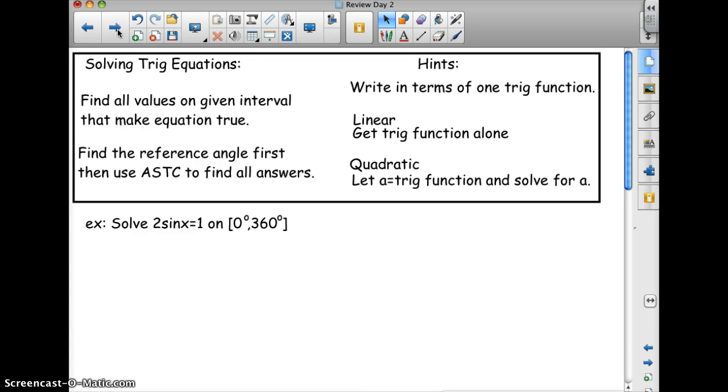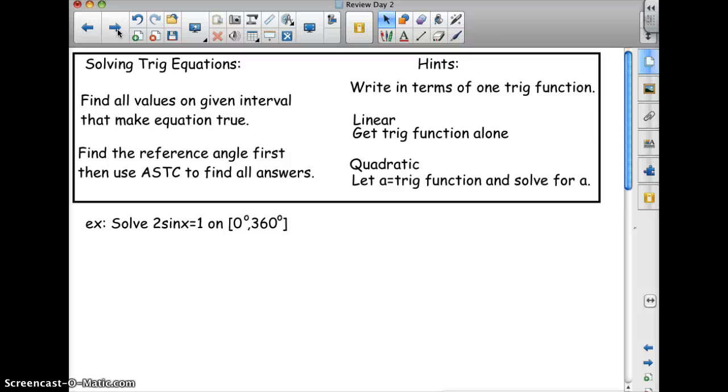All right, when you're solving trig equations, you want to find all values on the given interval that make the equation true. We're going to find the reference angle first, and then use All Star Trig Class to determine what quadrant it could possibly be in, and then use that reference angle to come up with the actual angle x or theta, whichever it is.